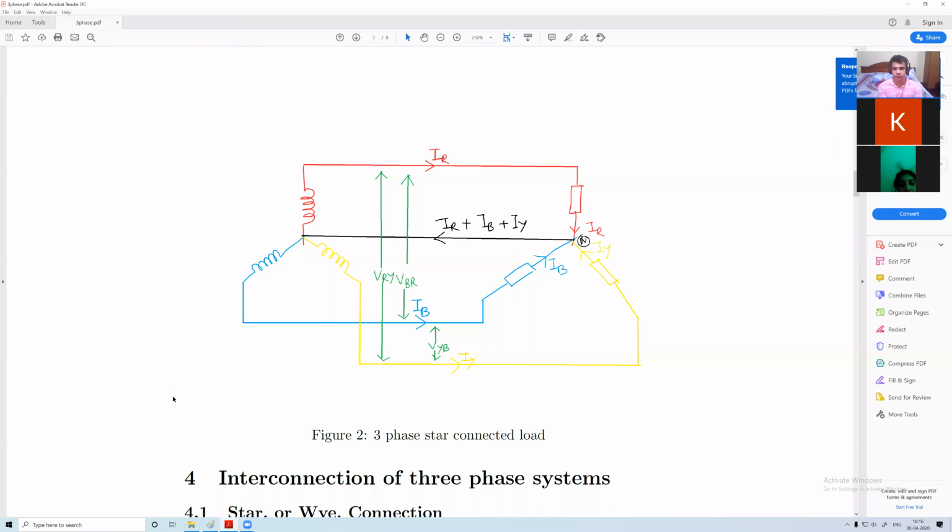So these three loads, as you can see here, there are three loads, one to the red phase, blue phase and yellow phase. We'll consider the loads are exactly similar. Same value of resistance, same value of reactance. Okay.